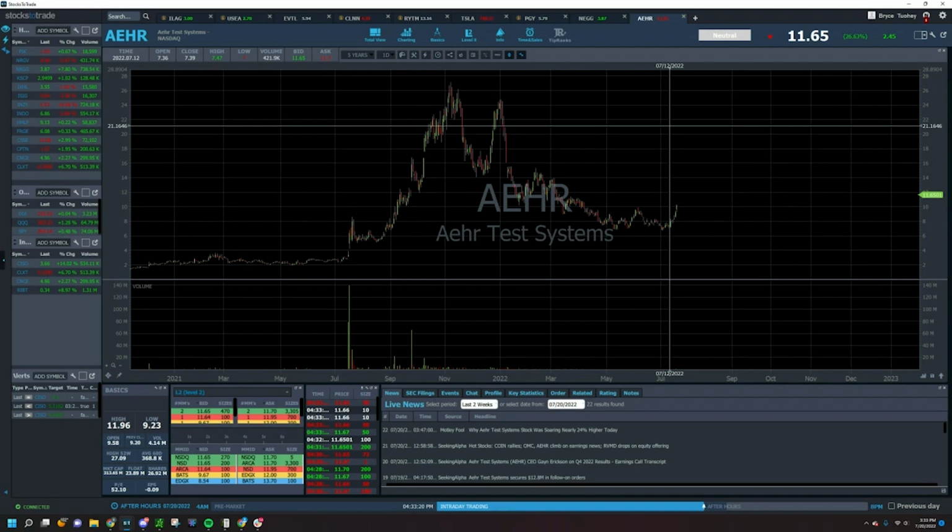Could it keep running? Sure. Could it fall down and never come back? Sure. I've got no idea. But at this point, to me, it's most likely a more fundamental based stock than it is technical. I think it's not going to get enough volume unless they come out with some insane news to go supernova again in a short time frame. So that's about all I can say on that one.